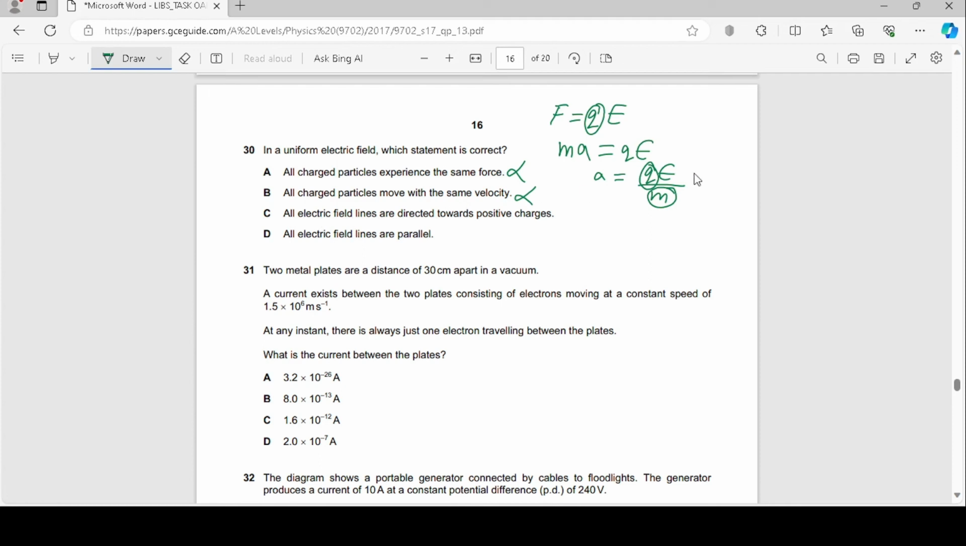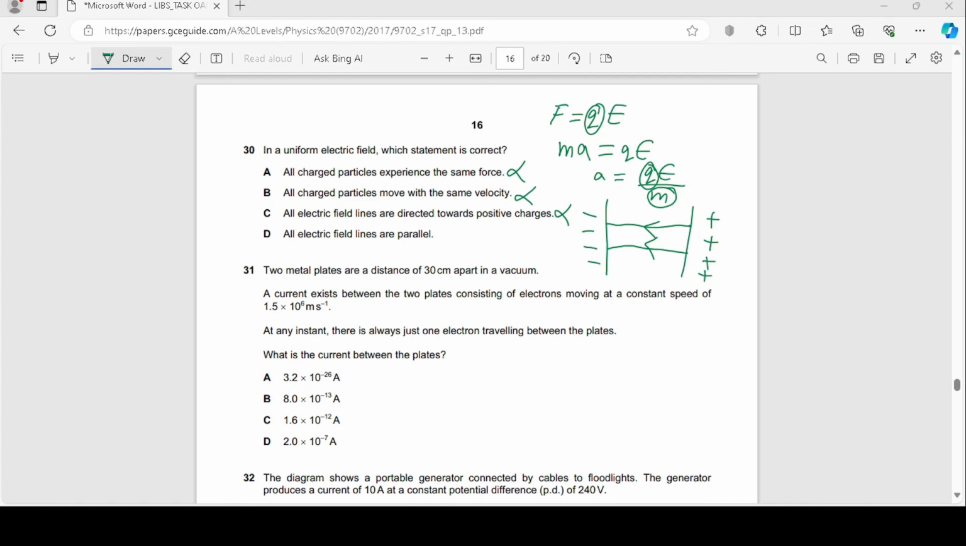All electric field lines are directed towards positive charges. Yeah, so I don't really understand what that means. Perhaps if I have a positive plate and a negative plate, isn't it going from positive to negative? Or what does the question actually mean? All electric fields are directed towards positive charges. I mean, from here I can see that it's going from positive to negative, not from negative to positive. So I suppose that's wrong.